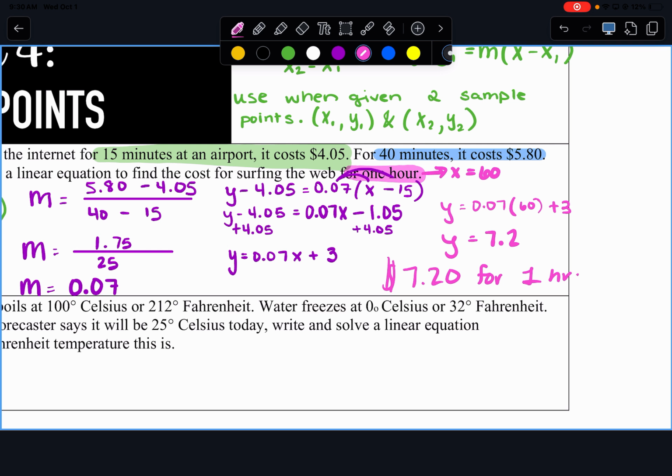Let me see your calculator. I said that's what we're plugging in? Yeah, but then you have to do the plus 3. Okay. Oh, okay. I was just doing it.